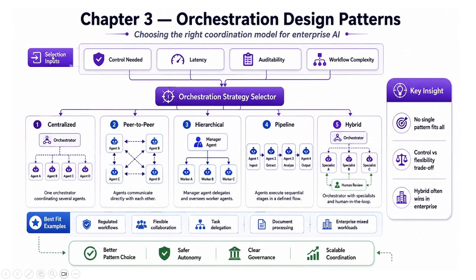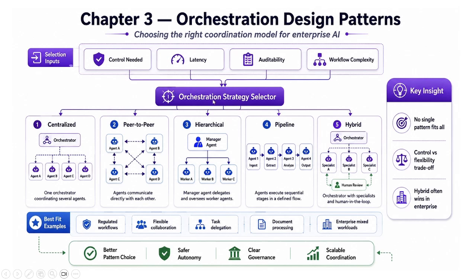So the first layer is where you select inputs. The inputs can be control needed, latency, auditability, workflow complexity. You select the input based on your requirement. Do you want control? Do you want low latency? Do you want the system to be auditable? Or do you want the workflow to be complex? Based on that, you pass it to your orchestrator selector. This code is in the book for selecting the orchestrator for your system.